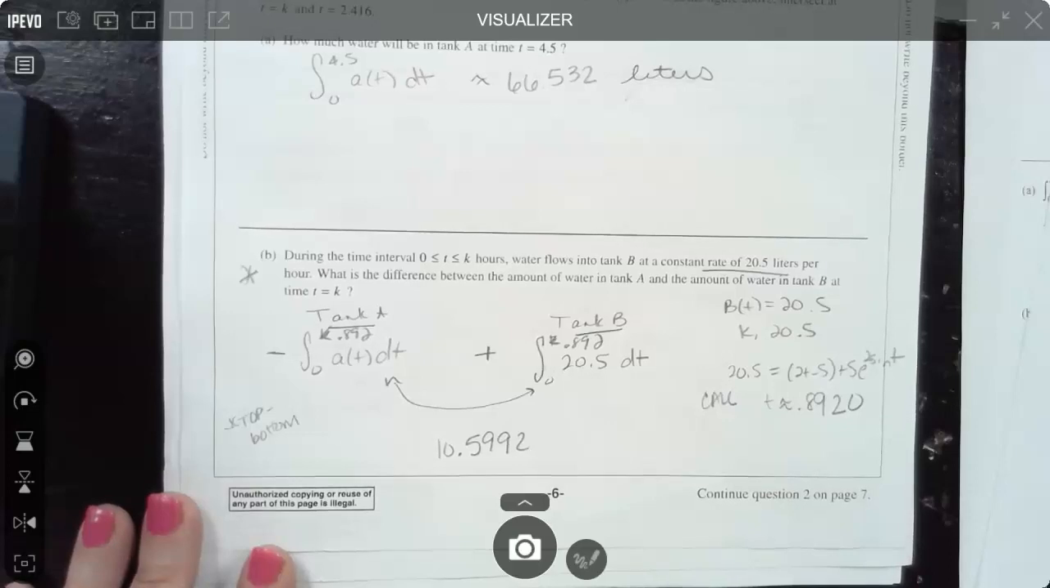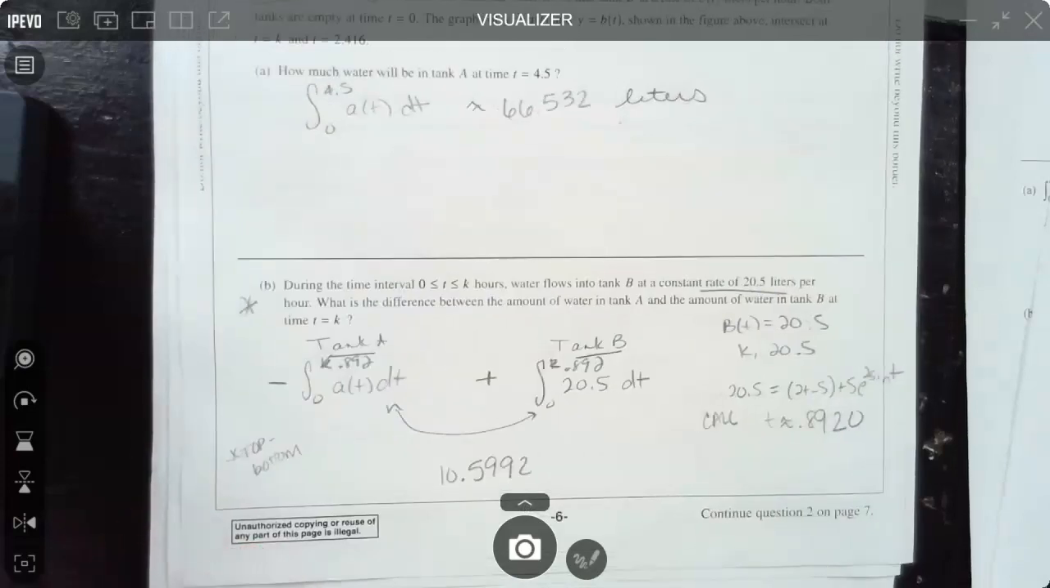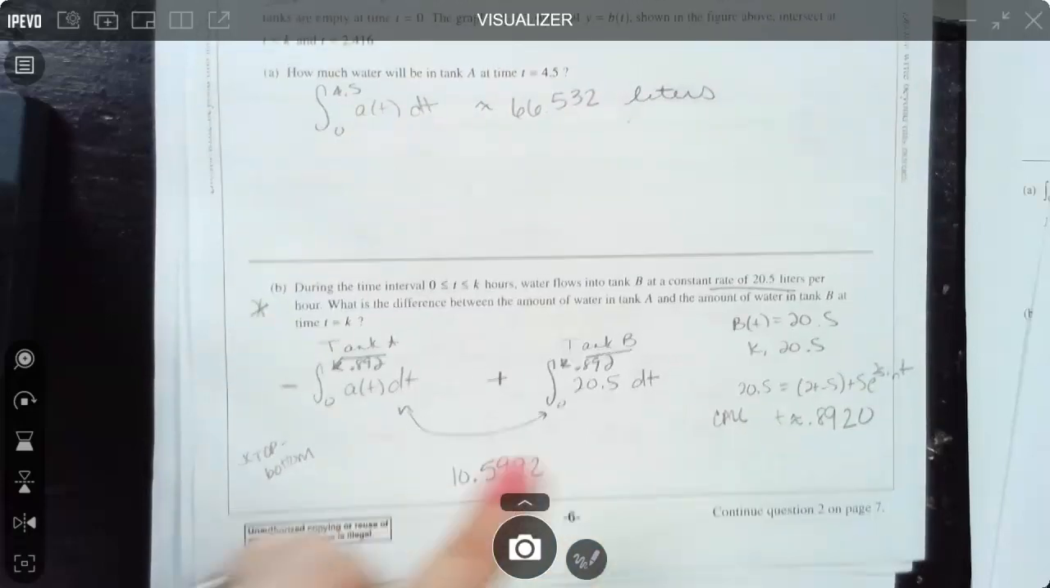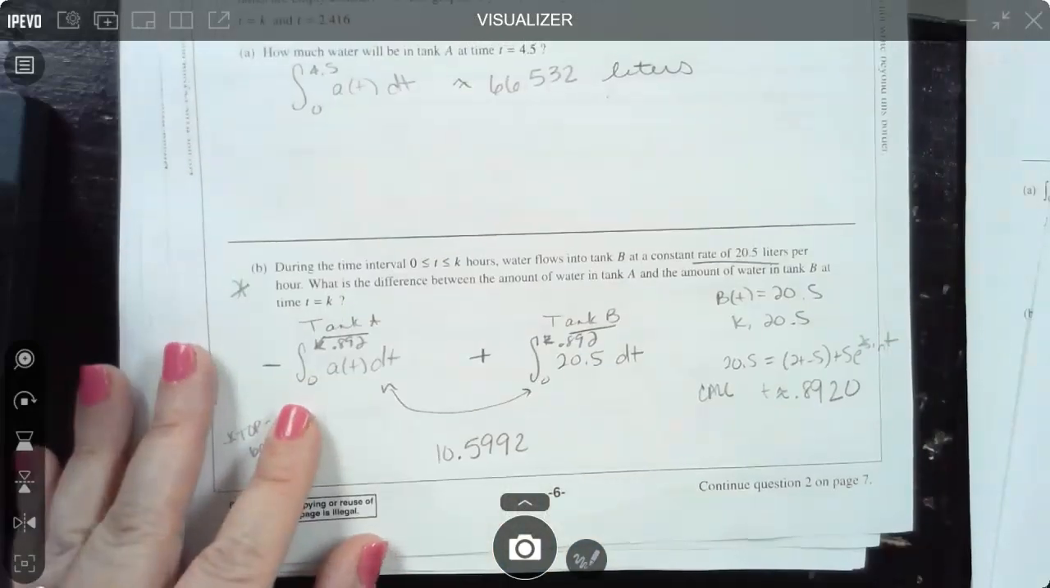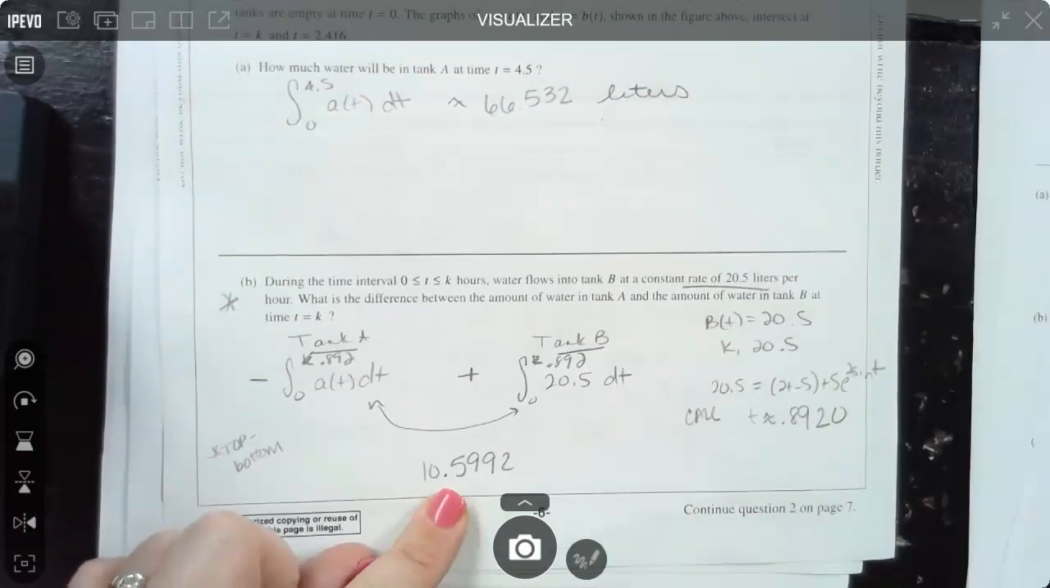It was 3 points. 1 point for setting A of k equal to 20.5. I didn't do that. Oh, yeah, I did. That was 1 point. 1 point for the integral. It doesn't say which one, it just says for the integral. And then 1 point for the answer.